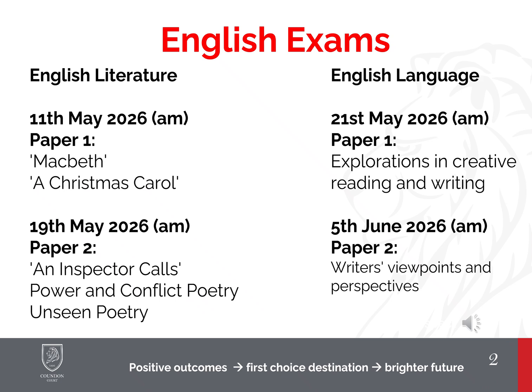So before we get started on the revision that you should be doing for English right now, I just wanted to give you some reminders about when each of your exams are. You've got both of your English literature exams first. The first one, paper 1, is on the 11th of May, and that is in 2 weeks. Then your second literature paper is the following week on the Tuesday, followed by English language on the Thursday. So that comes just before the half term, and then language paper 2 is after the half term.